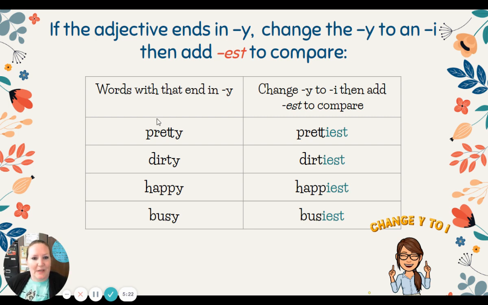Next up, if the adjective ends in Y, change the Y to an I, then add EST to compare. So here's our adjective pretty. Pretty ends with Y. So we change the Y to an I and then add EST, prettiest. Dirty ends in a Y. So change the Y to an I and add EST to compare. Happy ends with a Y. Change the Y to an I, then add EST to compare. Happiest. And busy ends with a Y. Change Y to an I, add EST to compare. Busiest.